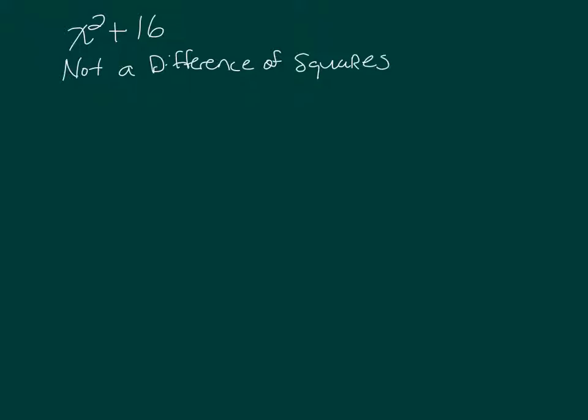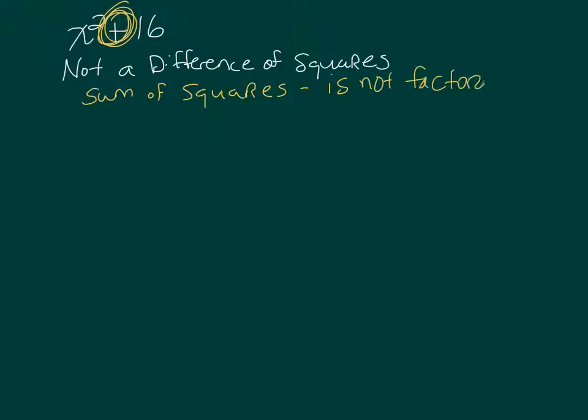Why is that? Because of this plus. It's a sum of squares. And a sum of squares is not factorable in this class. We'll just say that. You might take a class later on where that would be factorable, but it's not factorable now. Okay, let's try to look at another one.